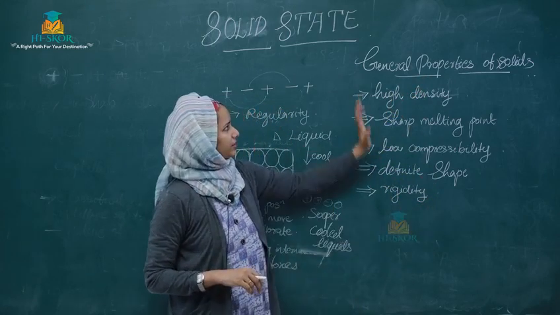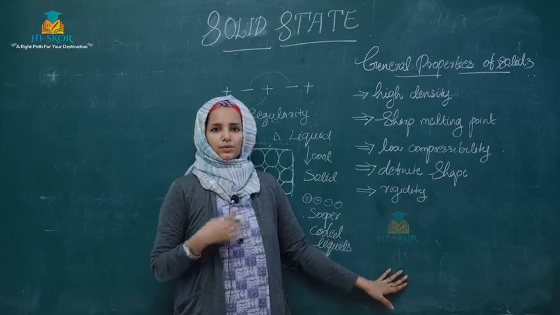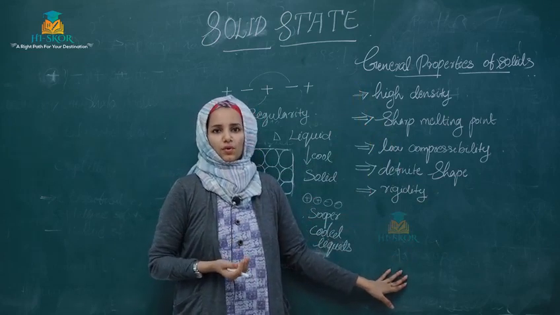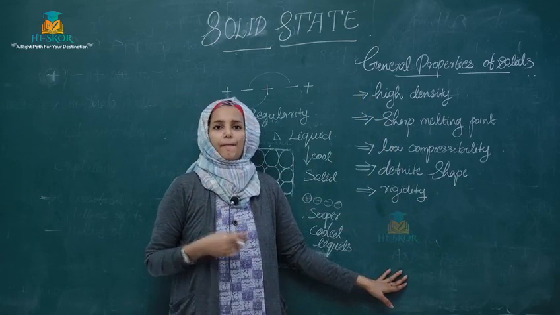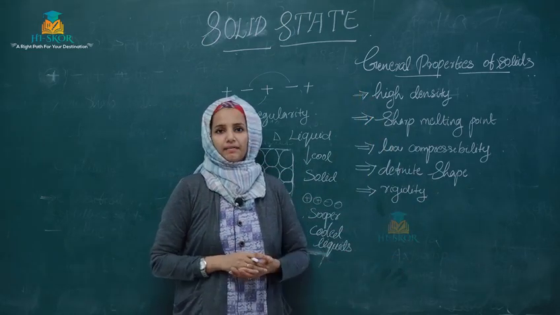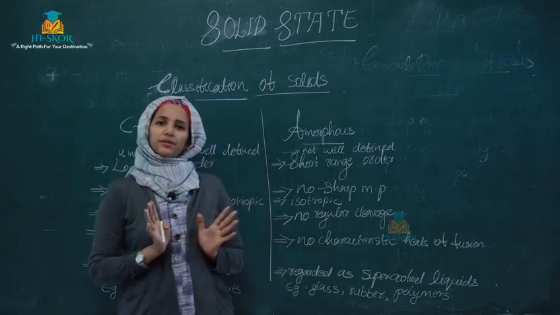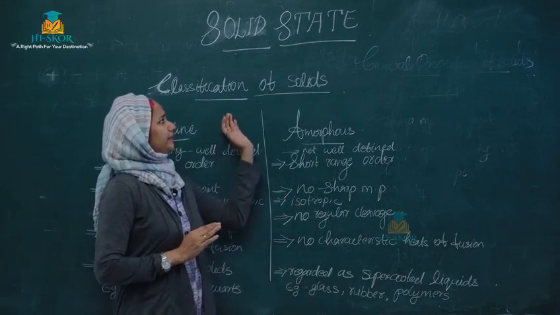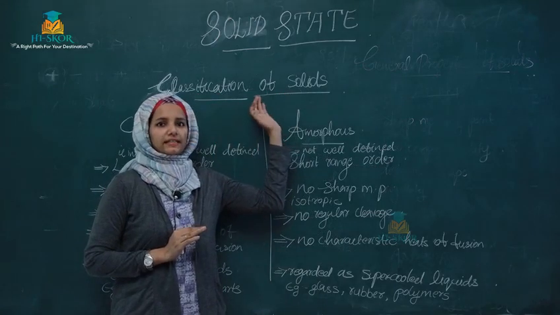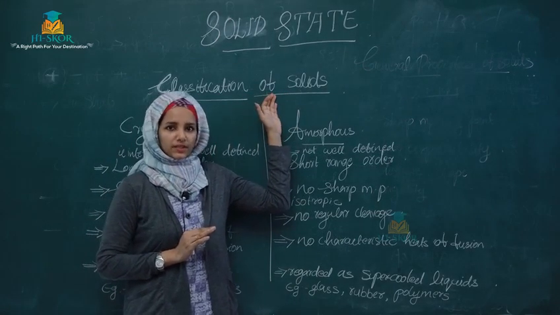Rigid in nature. Next we will move on to the classification of solids on the basis of the nature of the particle present. Next is classification of solids. I told you based on the nature of the particle, solids are classified into two types. Which are they?